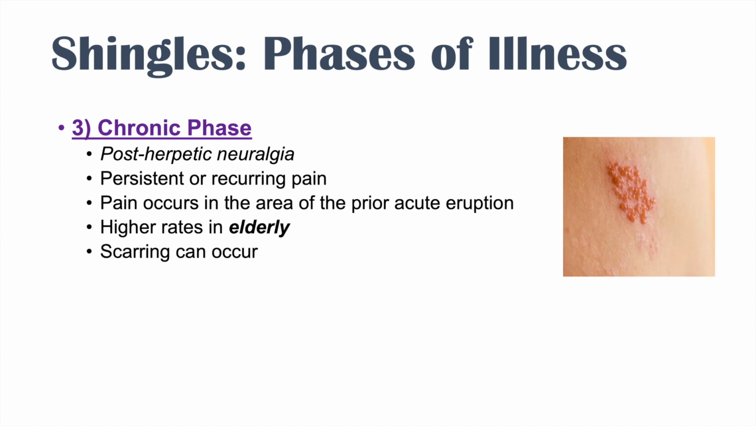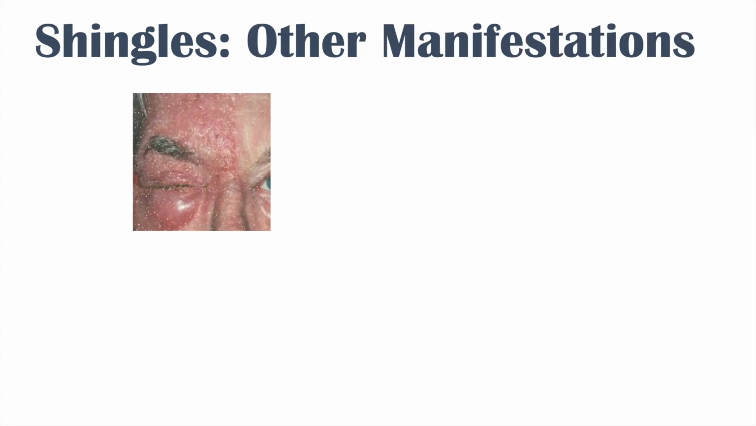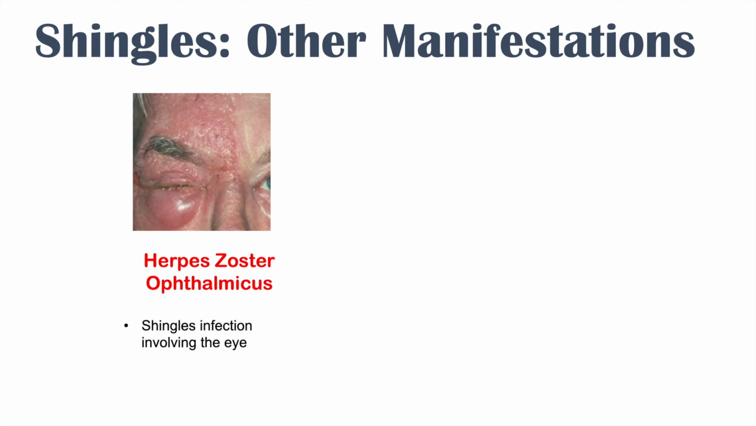And with the chronic phase, we can also see scarring from those erupted vesicles. This phase can last for a long time. It can last for 30 days or more, and it can even last for months to years. So there are 2 other manifestations of shingles I want to discuss. The first one is called Herpes zoster ophthalmicus. It's essentially shingles that affects the eye.